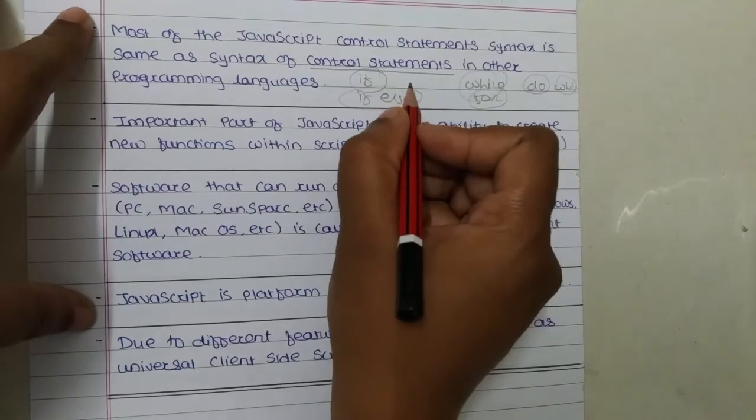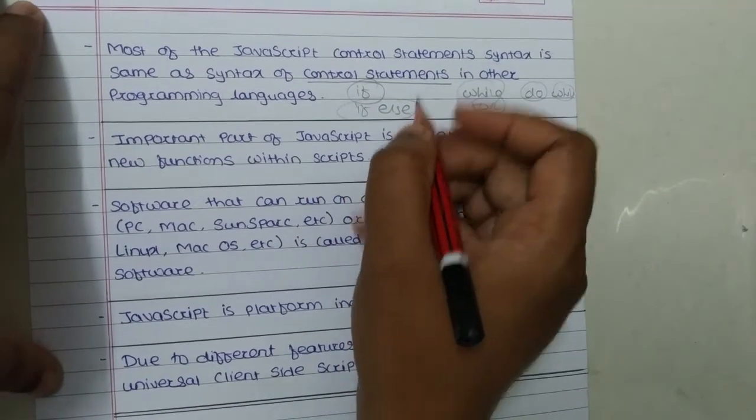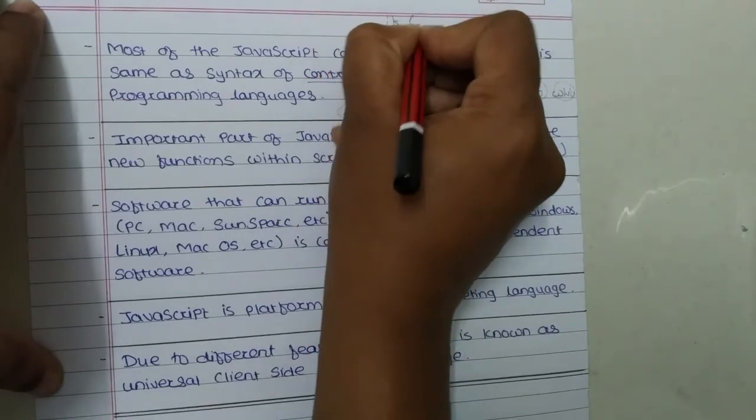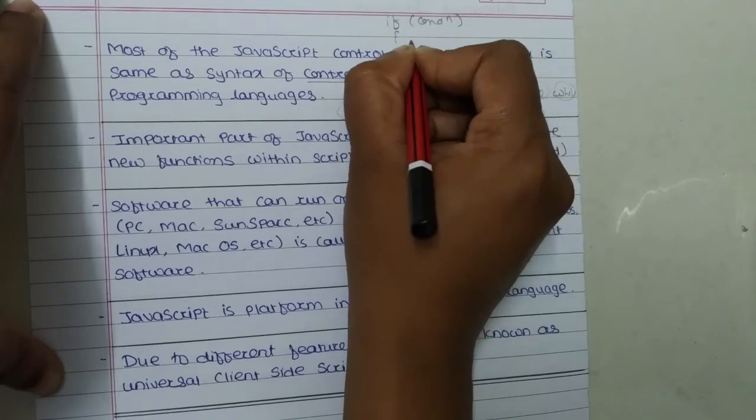If I want to write the syntax of the if statement in Java, then what is the syntax here? Suppose I want to write if, here the condition is there, and then curly bracket open and curly bracket close.